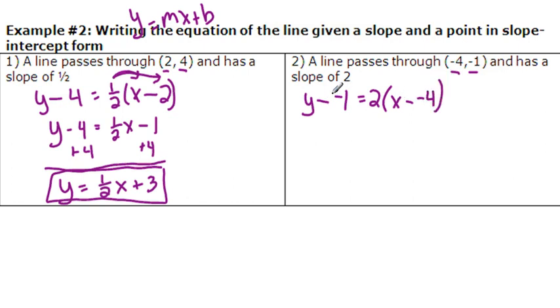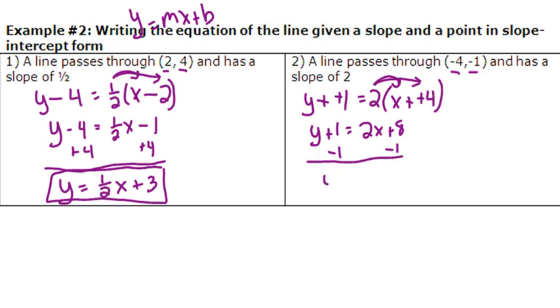Both of these were minus negatives, so before I do anything, I need to change them to plus positives. And now I'm going to solve for y. So I distribute the 2 first. So I have y plus 1 equals 2x plus 8. And then I minus 1 on both sides. So I get y equals 2x plus 7, because 8 minus 1 is 7.